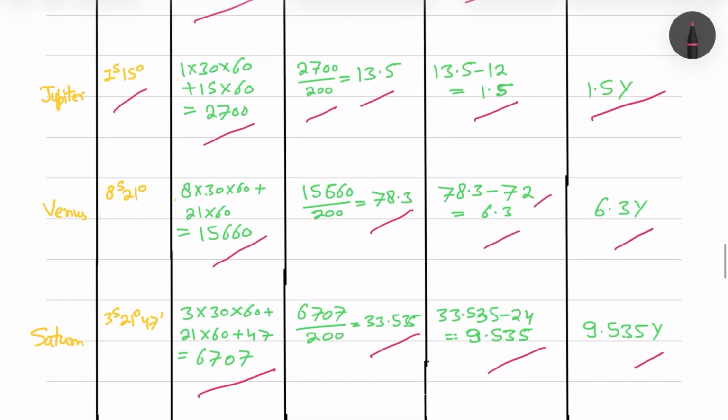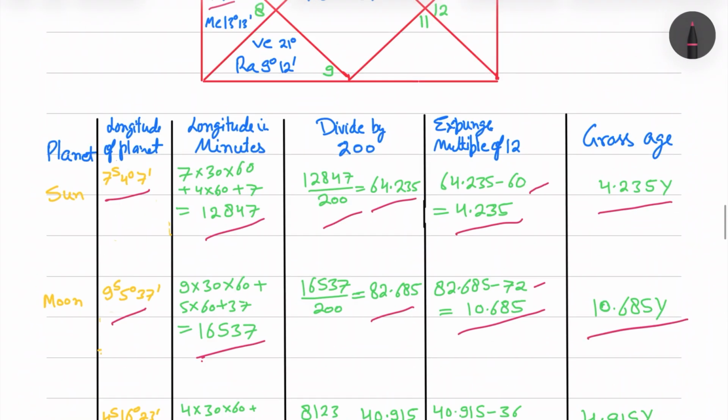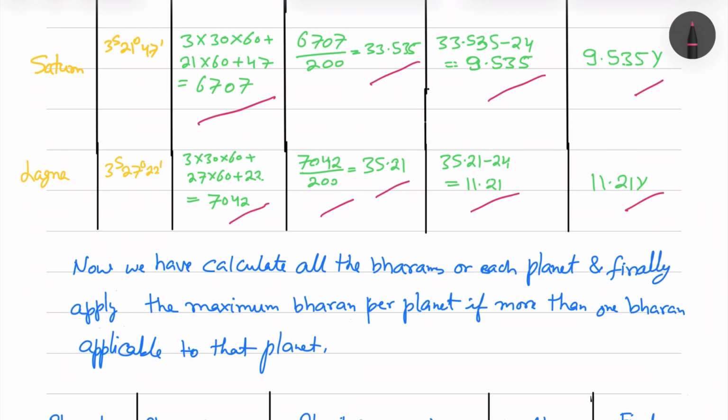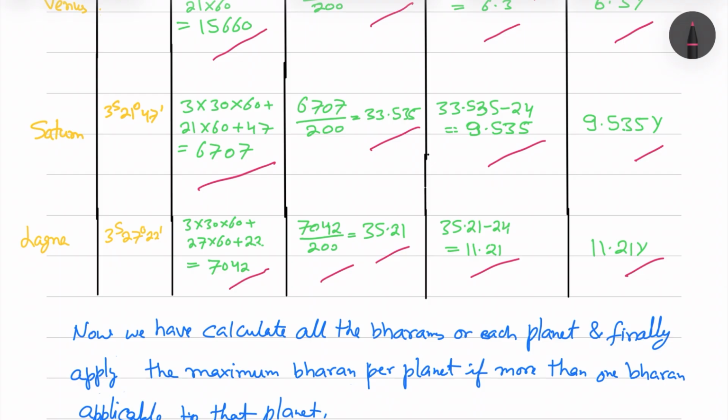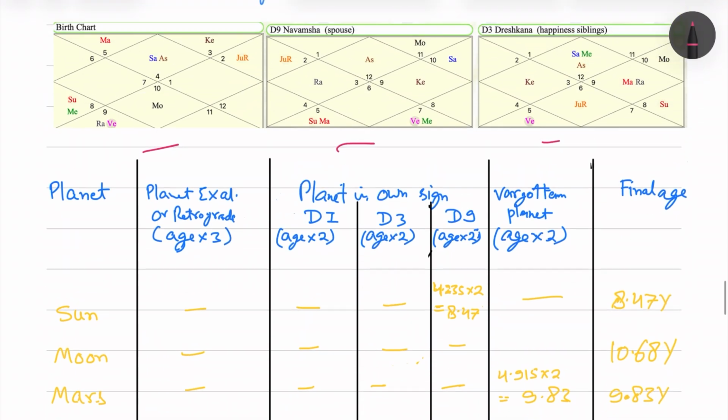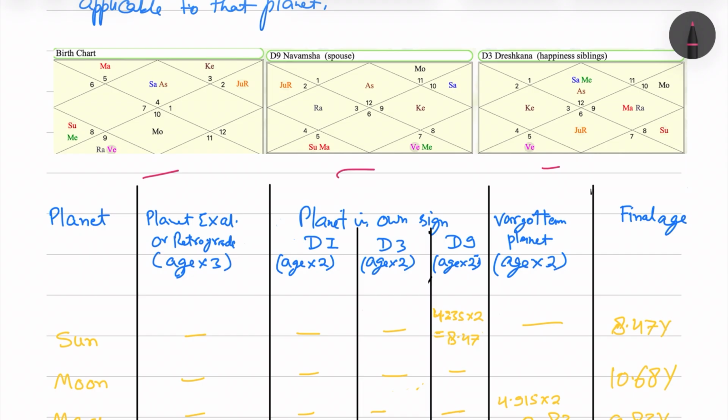Now we have calculated the gross age granted by each of the planets. Then we'll apply Haran to it. We'll calculate the Haran individually on each planet, and we'll apply the maximum Haran to that particular planet if it is receiving more than one Haran at a time. So I have placed D1, D9 and D3 charts for quick reference. So let's take Sun in D1. This is D1.